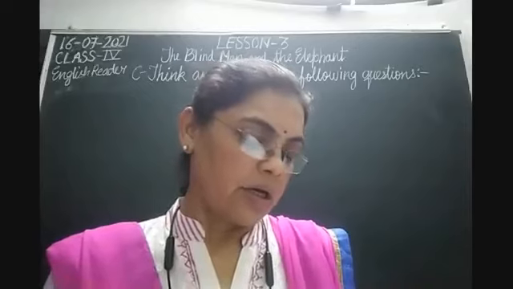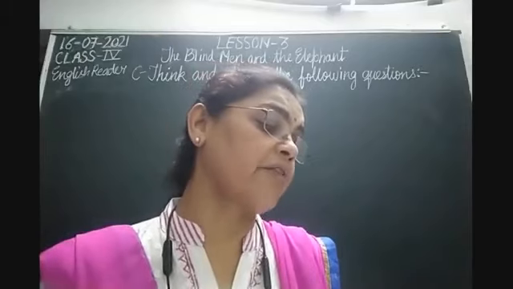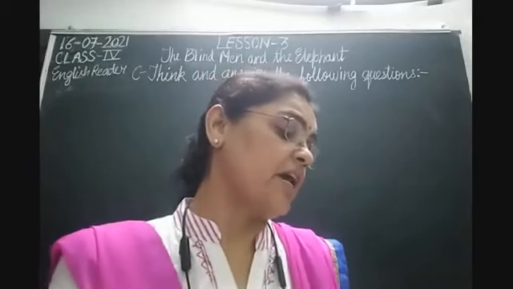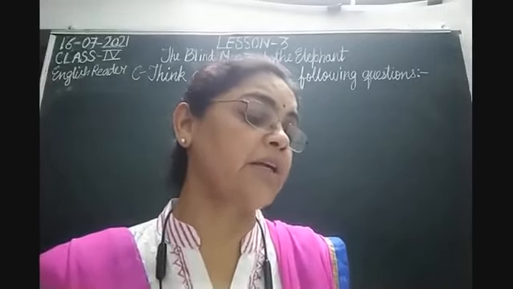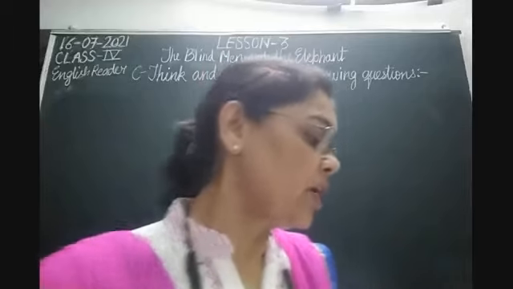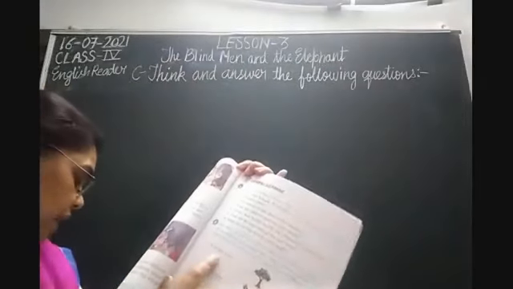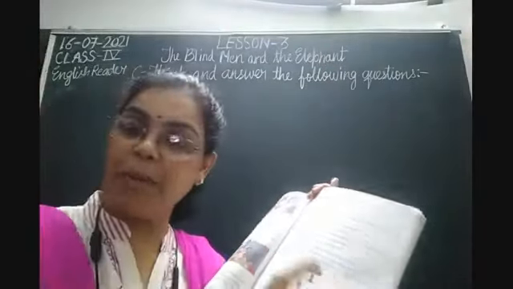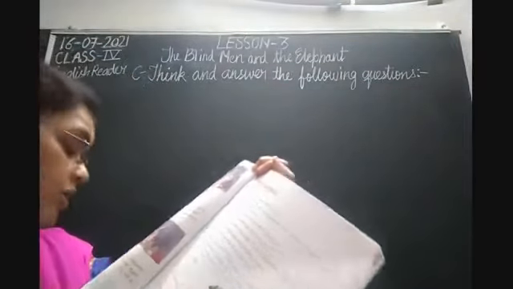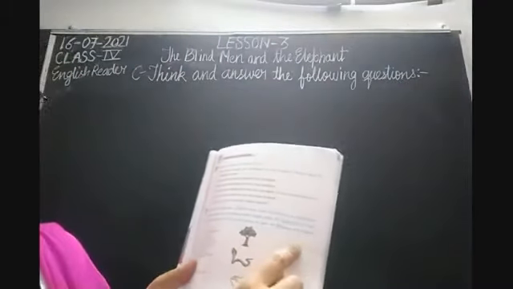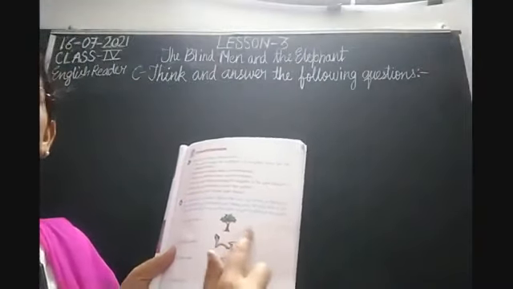Now, exercise B. Each blind man touched a different body part and formed an impression of the elephant. In the exercise given below, write the body part of the elephant that the blind man touched when he gave the following description. Now, all of you, please turn to page number 23 of your book, and it is like a tree. The first man, he touched the elephant's leg and he felt that it was like a tree. So, over here, you will write the elephant's leg. Which part did the first man touch? The elephant's leg. So, please write over here the elephant's leg.